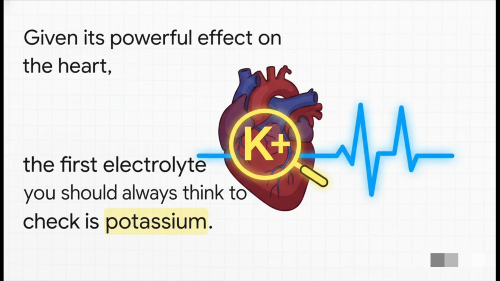So I'll leave you with this final thought. A patient suddenly develops a brand new cardiac arrhythmia on the monitor. What's the very first electrolyte you're going to check? It's got to be potassium. Always. Because of its massive impact on the heart, you always think potassium first. Mastering these concepts is key to keeping your patient safe.